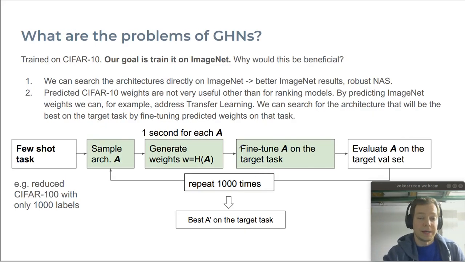Another problem of GHNs is that they were trained on CIFAR10, and our goal in this project is to try to train them on ImageNet, because that can allow us to search for architectures directly on ImageNet and consequently get better results. And it's also interesting to fine-tune predicted ImageNet weights on some other tasks, which is often called transfer learning, and it makes much more sense to fine-tune ImageNet weights rather than CIFAR10 weights.